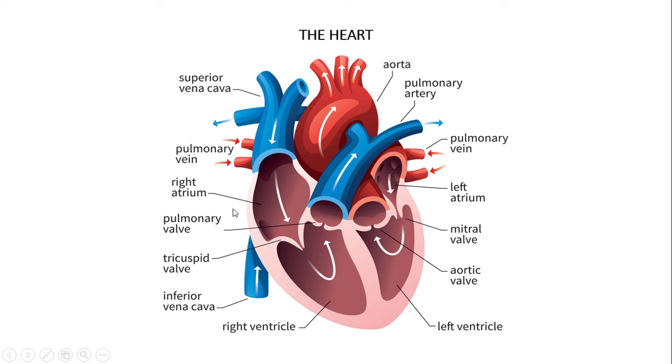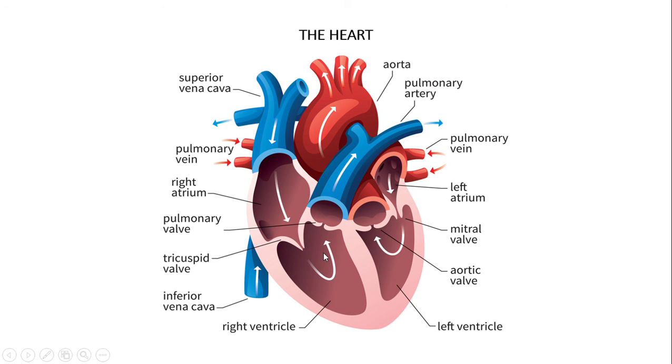So what happens is the deoxygenated blood from the different parts of the body gets transferred to the heart through the vena cava. Now we have two different vena cavas. The first one is the superior vena cava, which transfers the deoxygenated blood from the top part of the body, and the inferior vena cava, which transfers blood from the bottom part of the body. Now the blood is transferred to the right atrium through the vena cava, and after the tricuspid valve opens, it gets transferred to the right ventricle.